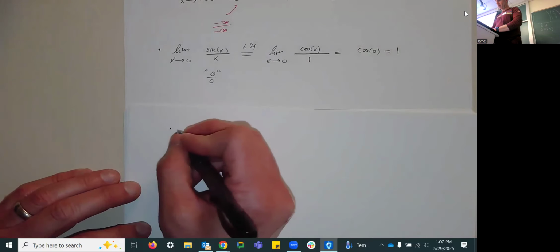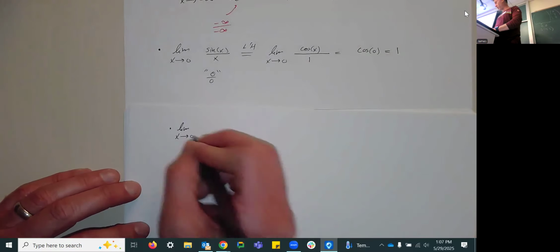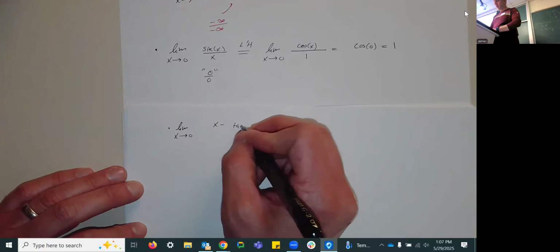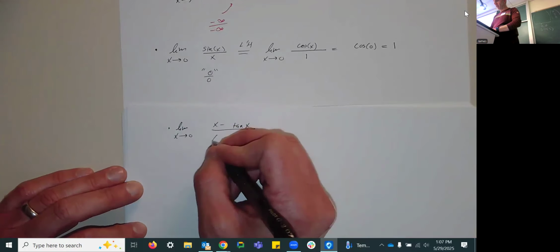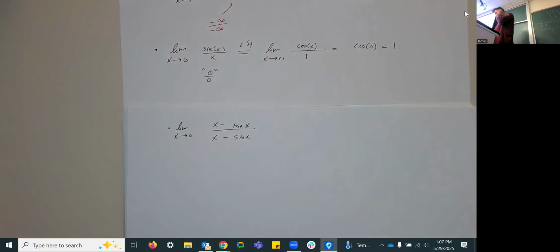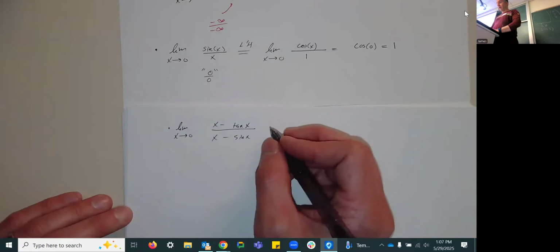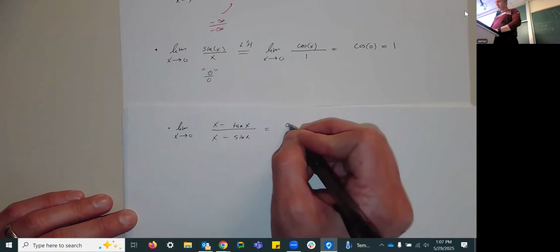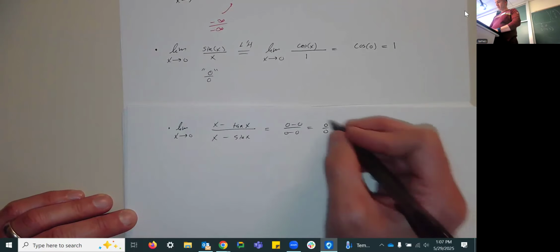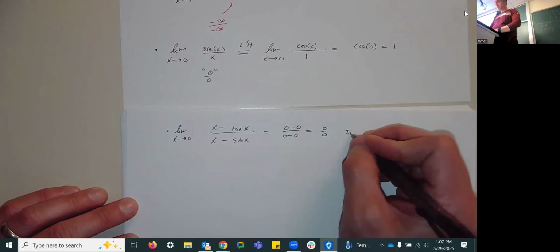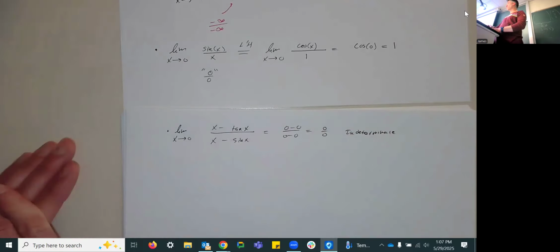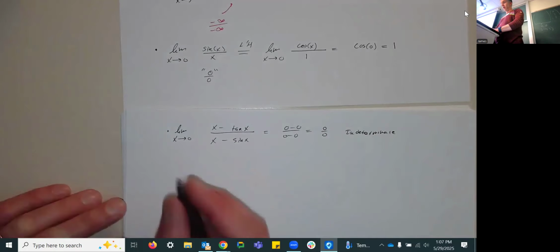Let's look at the limit as x approaches 0 of, yeah, this one's annoying, but worthwhile, x minus tangent of x over x minus sine of x. So again, if you plug in 0, you get 0 minus 0 over 0 minus 0, which is 0 over 0, which is indeterminate. It's the right type of indeterminate, where we can use L'Hopital's rule straight away.